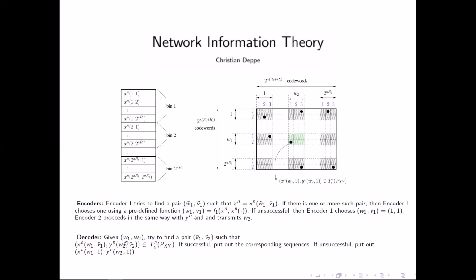Now the decoder receives w1 and w2. He has, of course, shared the coding table with encoder 1 and encoder 2. Thus, he tries to find a pair v1 tilde and v2 tilde such that x^n(w1, v1) and y^n(w2, v2) are jointly typical. And if successful, he puts out the corresponding sequences. If unsuccessful, he just puts out x^n(w1, 1) and y^n(w2, 1).